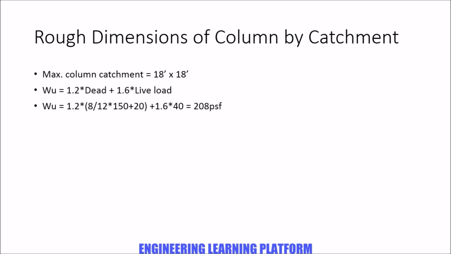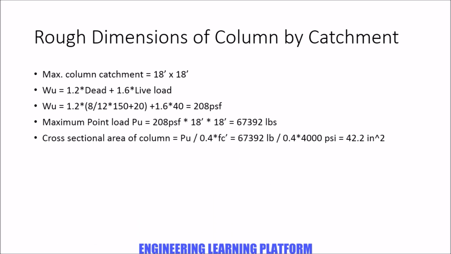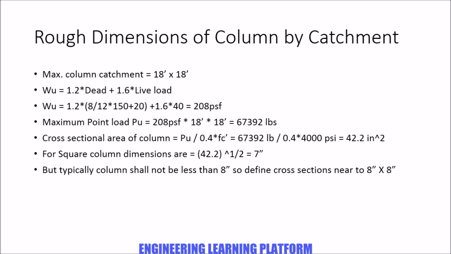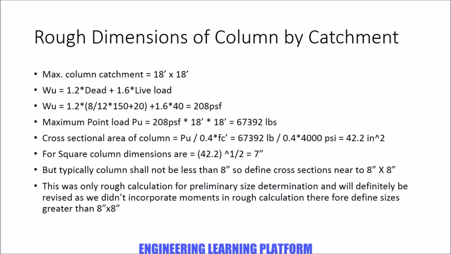Calculating the ultimate load for slab self weight and 20 psf super dead, 1.6 times 40 gives us ultimate load of 208 psf. Multiplying the ultimate load by the catchment area gives us load in pounds. For the cross-sectional area, we divide with the strength of the column material, that is f'c, and reducing it to 40%.